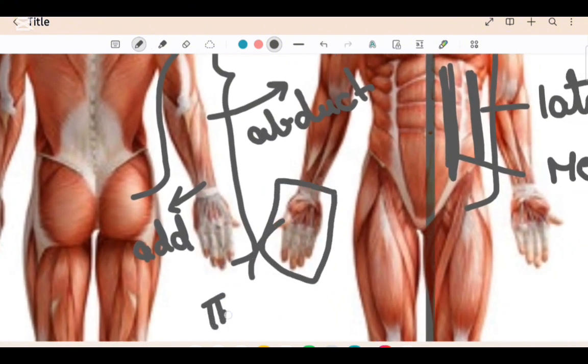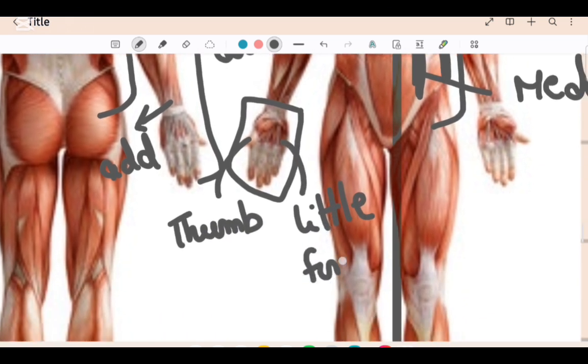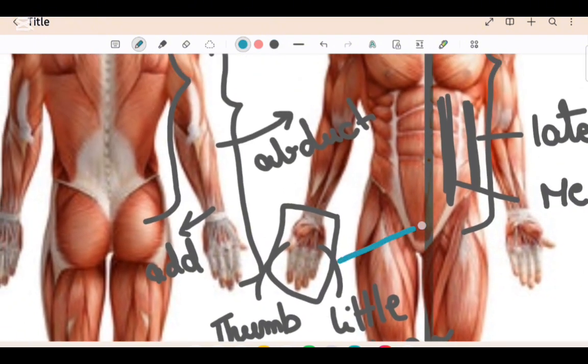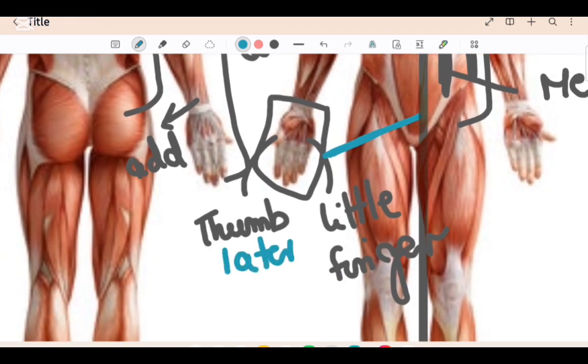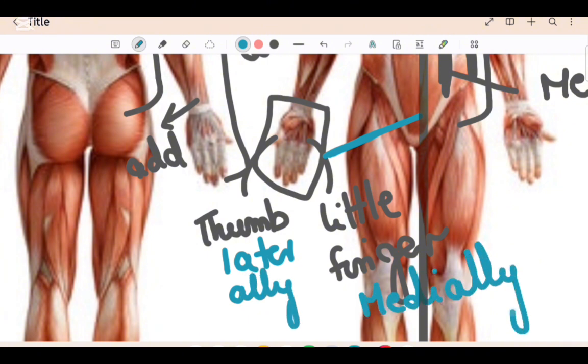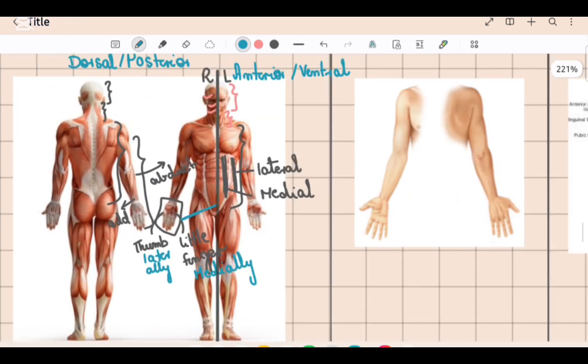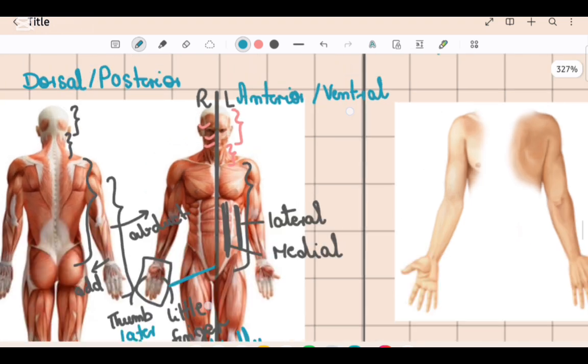Okay, so this is your thumb, which is here, and this is your little finger, the pinky finger, some people call it. So you can see that your little finger is more close to this line as compared to your thumb. So your thumb will be lateral and your little finger will be medially placed in your hand when you are in an anatomical position. Okay, also I will tell it in the upper limb part. So that was about the lateral and the medial part. Anything which is close to the median plane is medial, and anything which is away from the median plane is lateral.